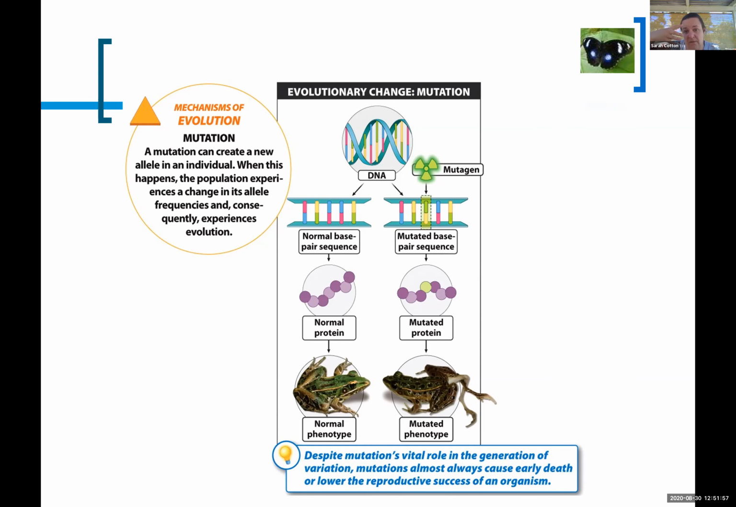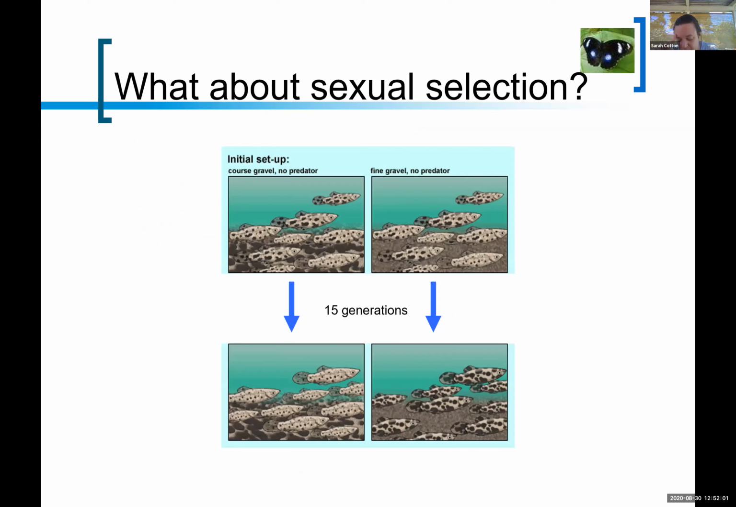potential cause of microevolution. Okay, the last thing we're going to talk about here is a concept called sexual selection. Sexual selection is the confusing sibling of natural selection, okay? And there's different types of sexual selection, so I'm going to give you a couple of examples.